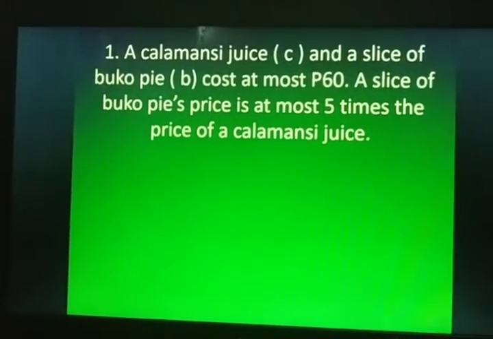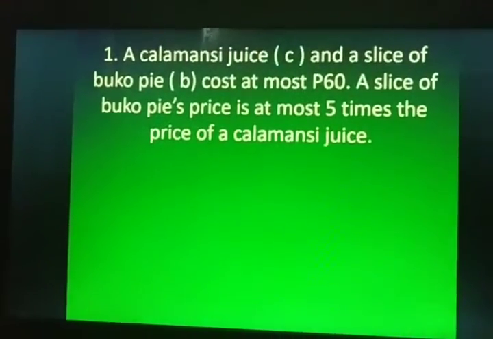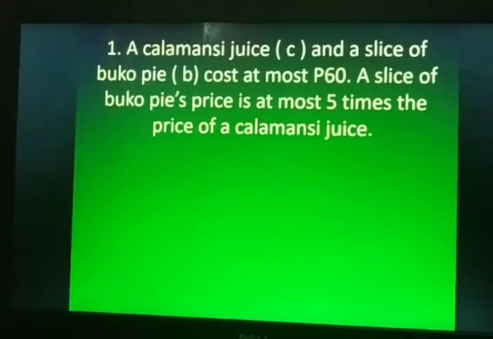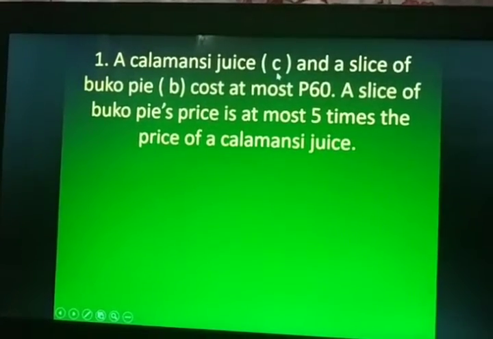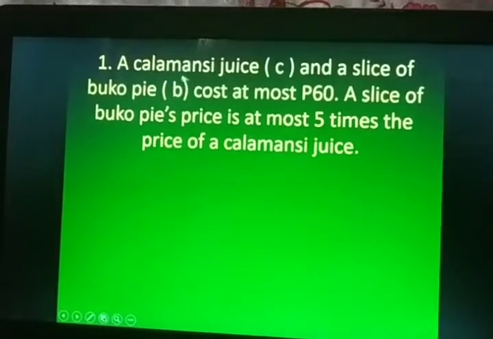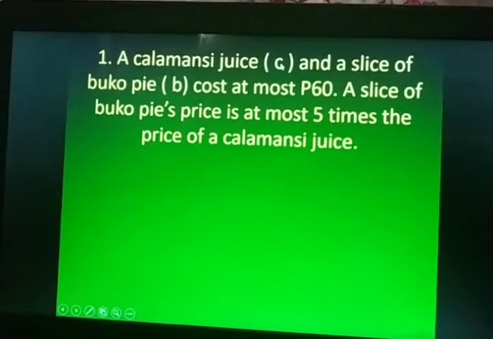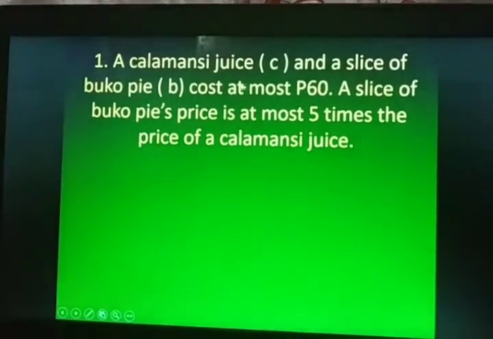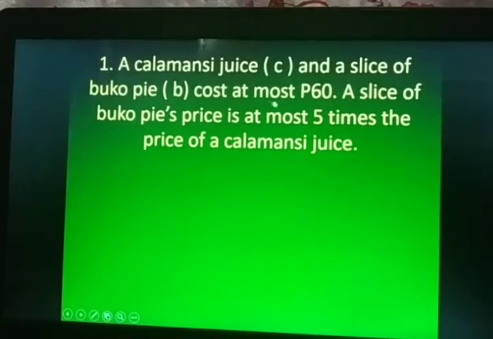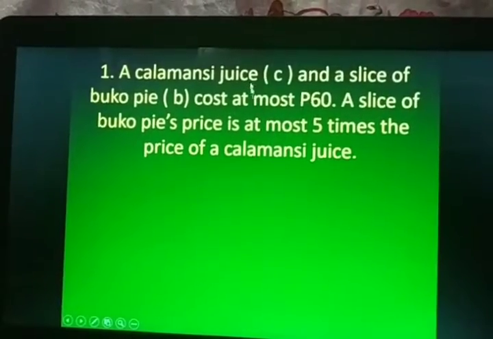Read it again, and interpret it one by one. Systems of linear inequalities in two variables. So, let's go one by one. Calamansi juice is represented by C, buko pie by B. So one calamansi juice is one C, and one slice is B, cost at most, which linear inequality symbol will we use? 60 pesos. So, let's interpret first.